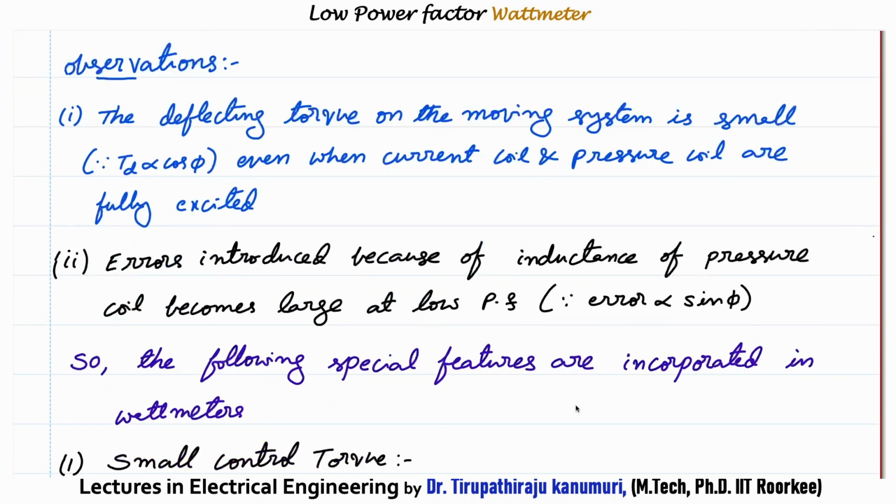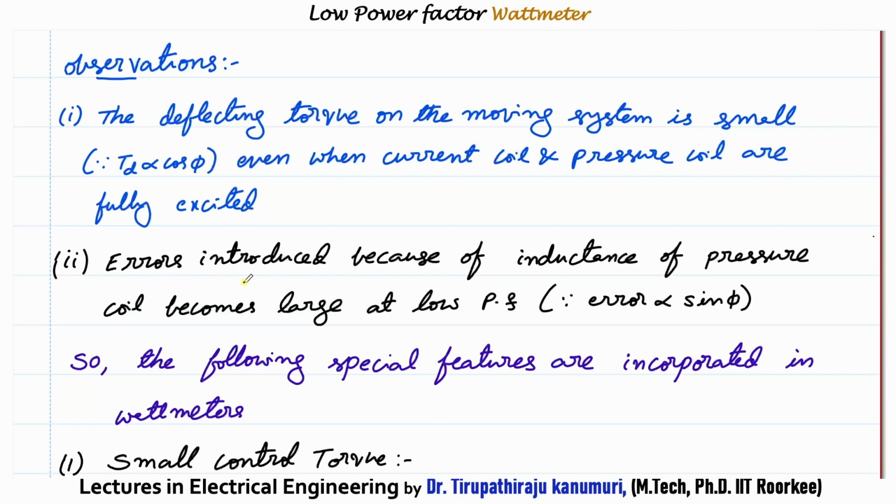So let us try to summarize what we have seen till now. The observations that we made till now is that deflecting torque on the moving system is small because the deflecting torque TD is proportional to cos phi, or otherwise cos(phi minus beta). Again, it is depending on phi, even when the current coil and pressure coil are fully excited. That means assuming V and I are constant compared to the normal type instrument.